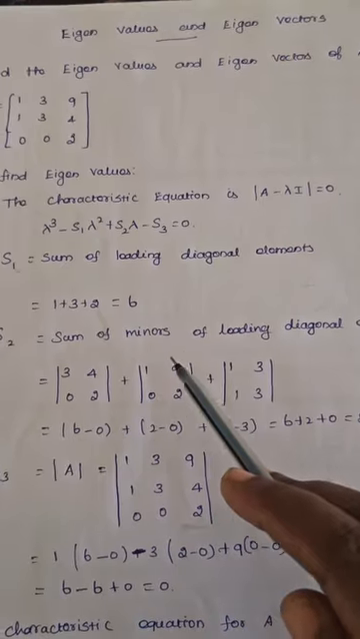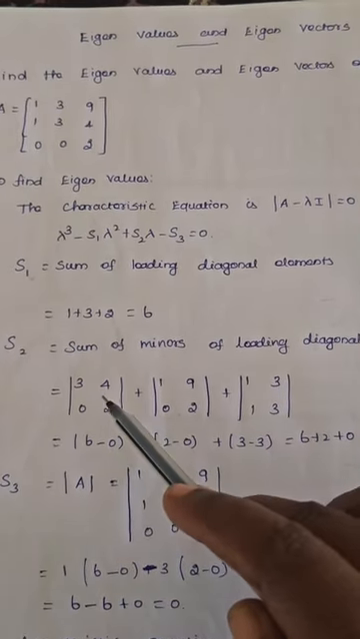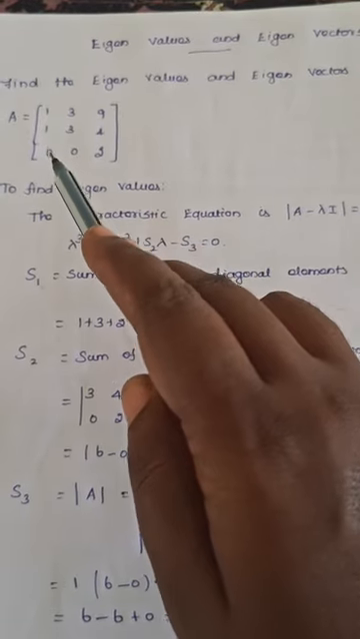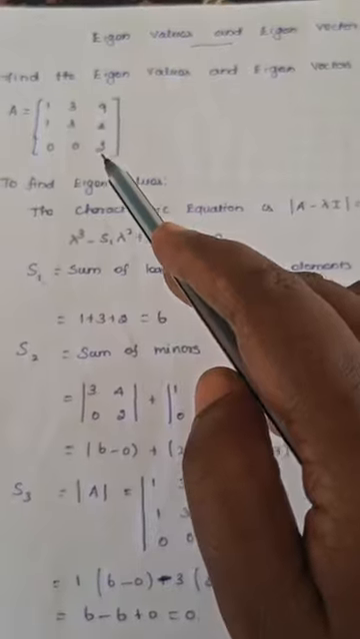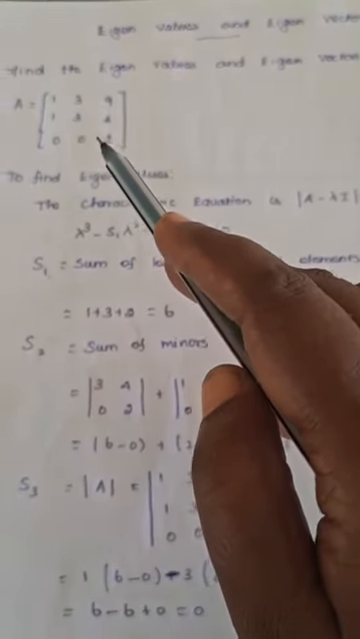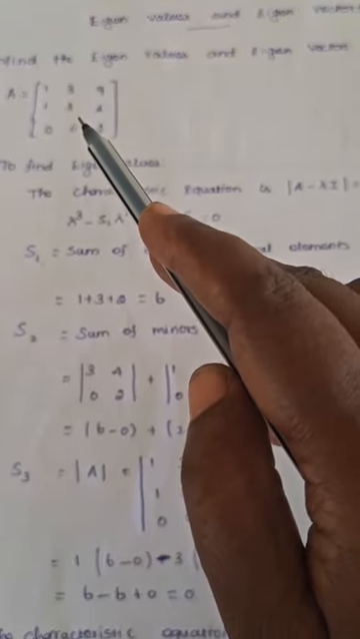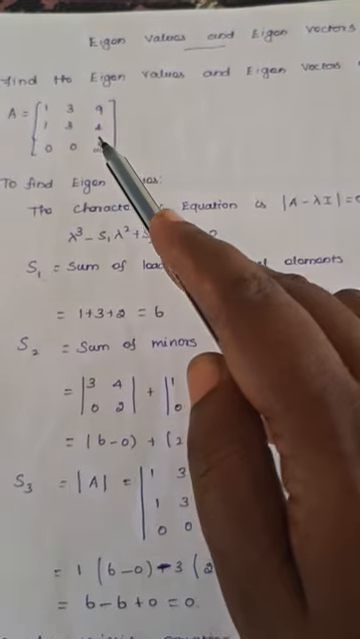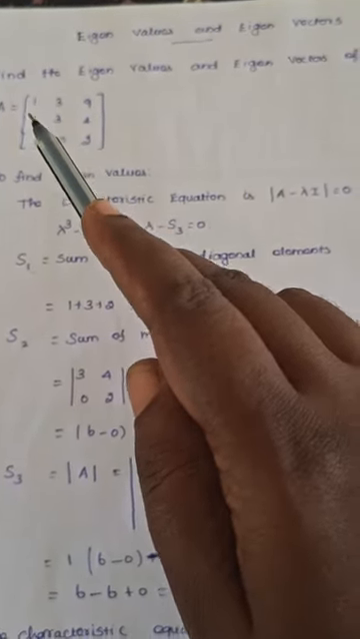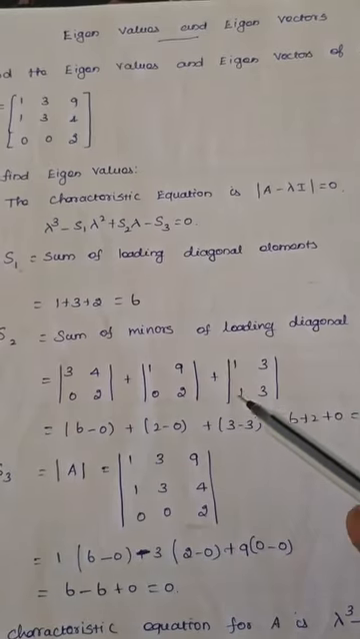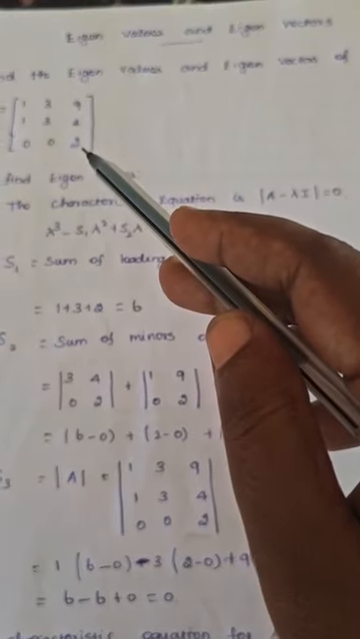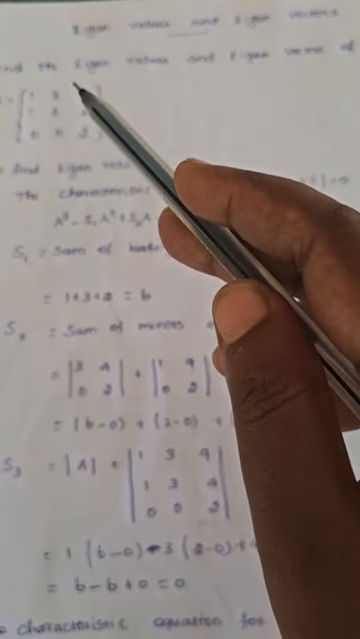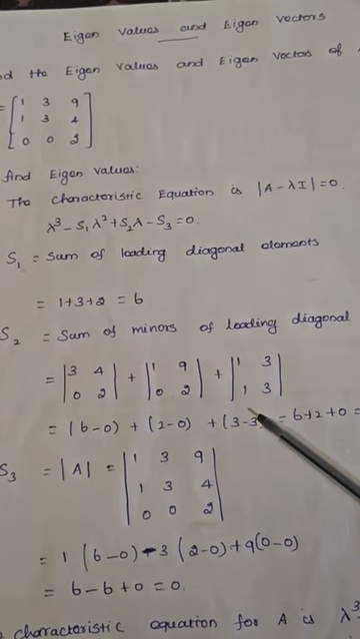Then S2 is the sum of the minors of the leading diagonal elements. Choose the first diagonal element, 1, and remove its row and column. Write the remaining elements as the determinant of 3, 4, 0, 2, plus next choose the diagonal element 3, remove its row and column, and write the other elements, determinant 1, 9, 0, 2, plus next choose the diagonal element 2, remove its row and column, and write the remaining elements, determinant 1, 3, 1, 3.